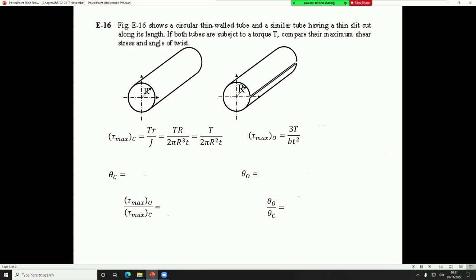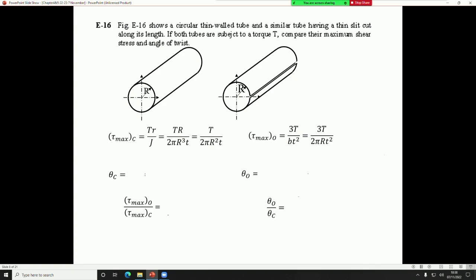Imagine it's a flat panel which is rolled like a cylinder. You say, yes. That's absolutely correct. It's equal to the perimeter of a circle, which is 2 pi r. So in this one, the length of the thin strip, which is rolled, is equal to 2 pi r. So B is equal to 2 pi r, T is just T, and I just substitute the values. So we've got 3 times the torque divided by 2 pi r t cubed.